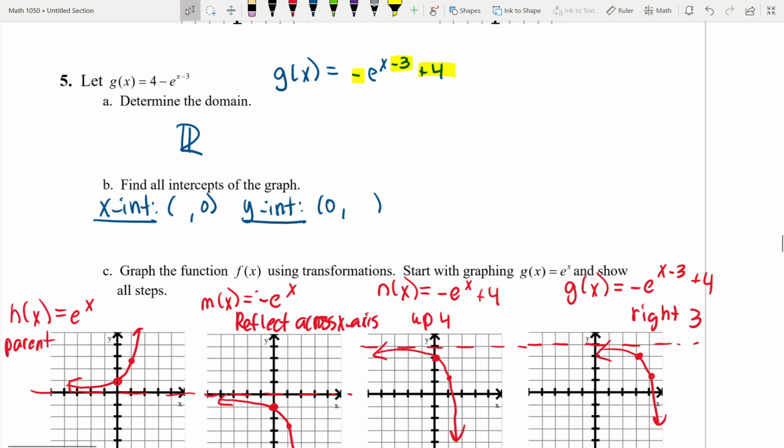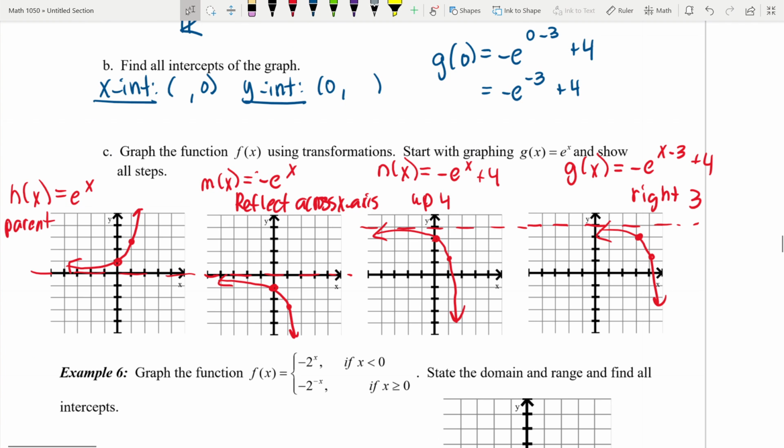So which one's going to be easier? Probably the y-intercept. So everybody go, g of 0 is negative e to the 0 minus 3 plus 4. So that's negative e to the negative third plus 4. It just depends on how much they want us to simplify. I think I would bring that negative third down. So it would be like that. And I'm going to say that's good enough.